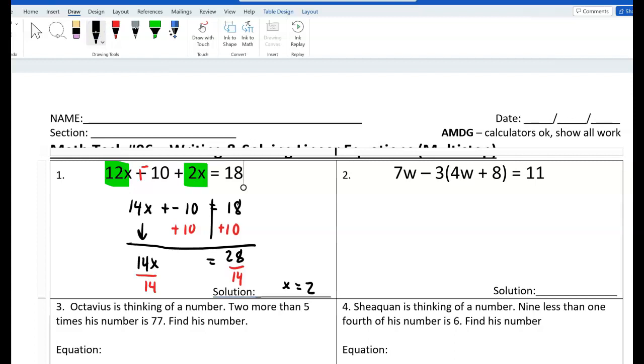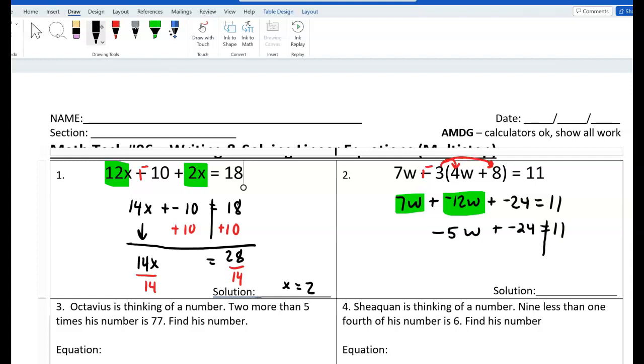Right? Now, in this next problem, you'll notice that I have variables on the same side, but the first thing I need to do after I do some KCC is I actually need to distribute. So I need to do negative 3 times 4 and negative 3 times 8. So I have 7w plus negative 12w plus negative 24 equals 11. Now, these are both on the same side of the equal sign, so I can combine them. 7 plus negative 12 is negative 5w plus negative 24 equals 11.